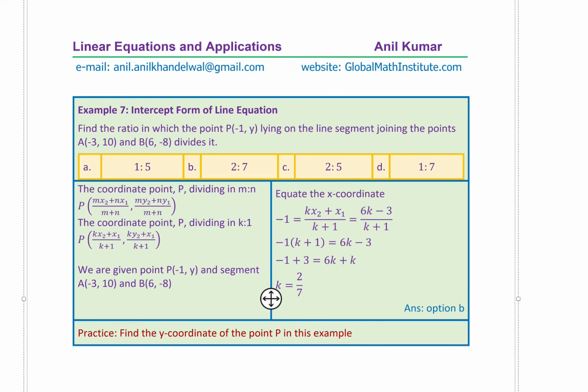Here is example 7, which is: find the ratio in which the point P, which is (-1, y), lying on a line segment joining the points A, which is (-3, 10), and B, which is (6, -8), divides it, right? So we have a line here. We need to figure out the coordinates of point P. So the situation is that we are given a line which is kind of dropping. We have the two endpoints which can be written as A and B. Let's say A here is (-3, 10) and B is (6, -8).